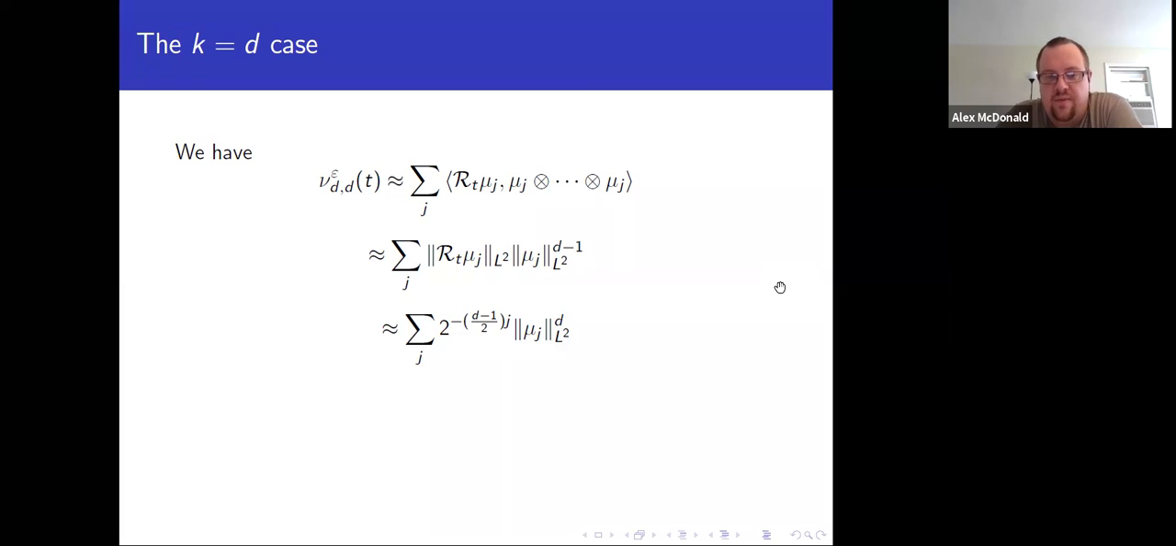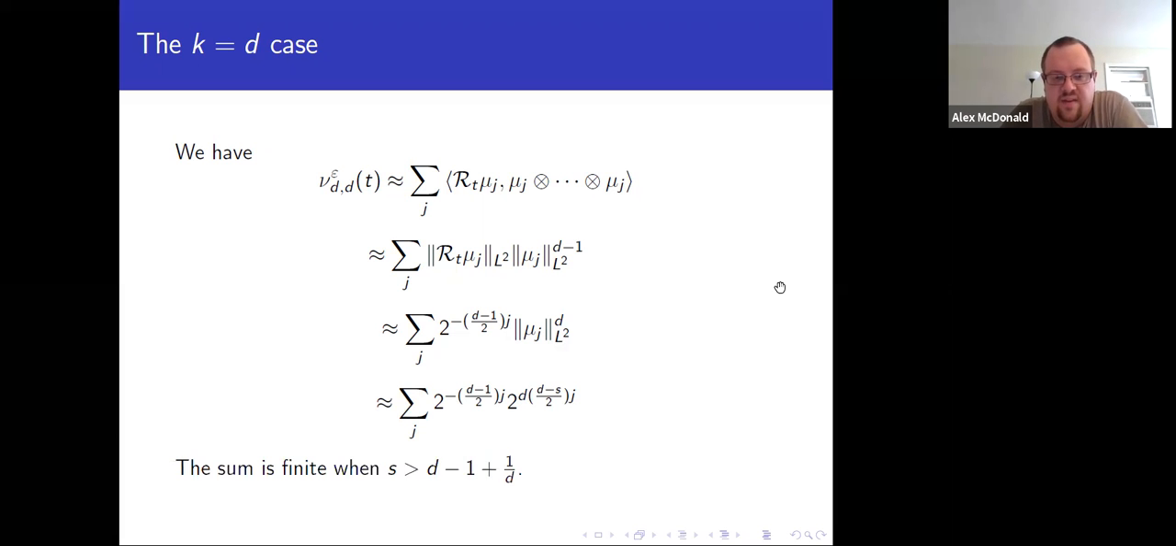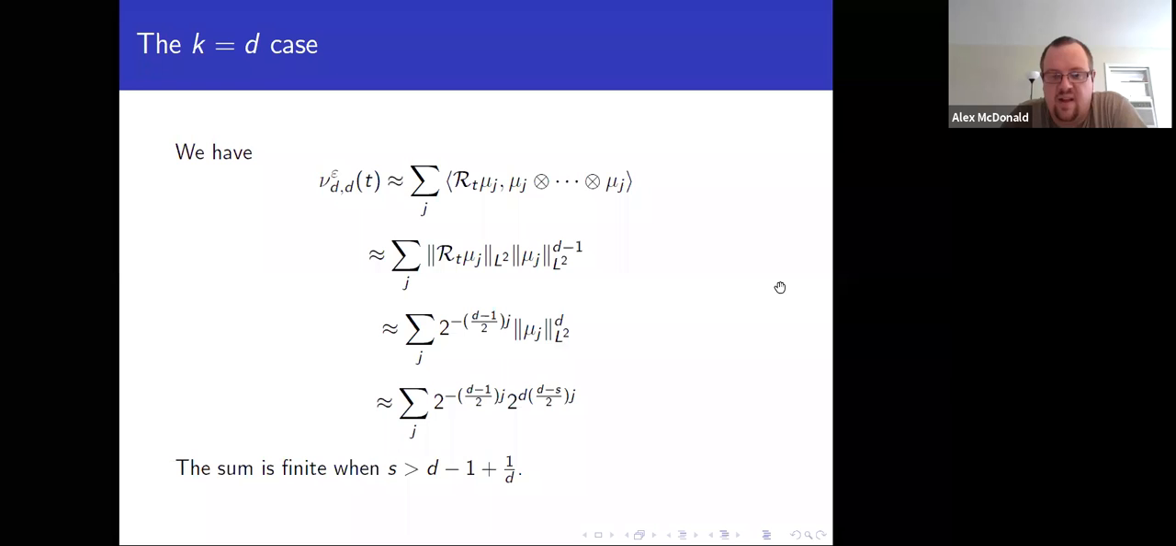So we have these L2 norms of mu j, and you can estimate those using the energy integral and get this. The upshot is that we have a geometric sum, and we can say when this is bounded. The sum is finite when s is greater than the dimensional threshold I claimed, d minus 1 plus 1 over d.